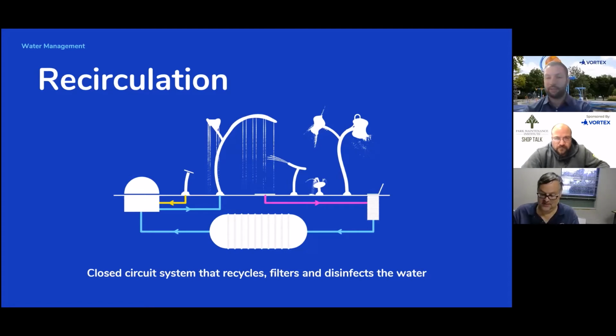Places in states like California, where recirculation systems are required. There is no option for a flow-through system. You're either recirculating or you're repurposing the water to nourish a nearby landscaping field.